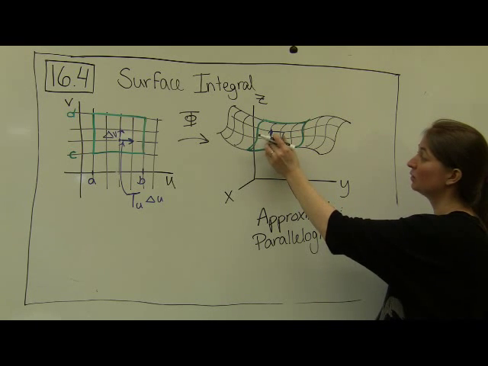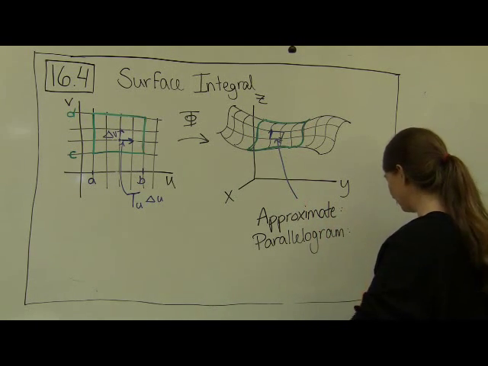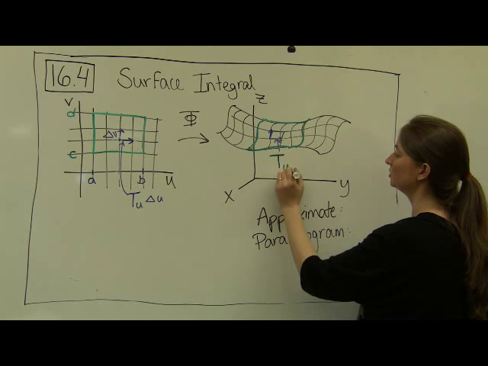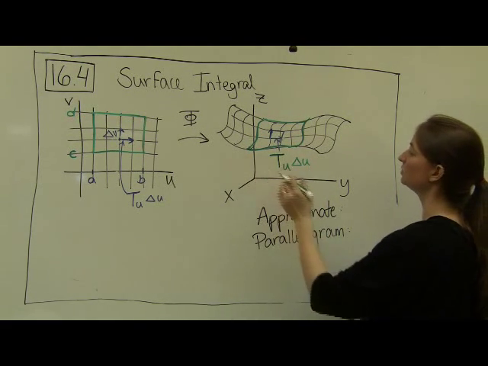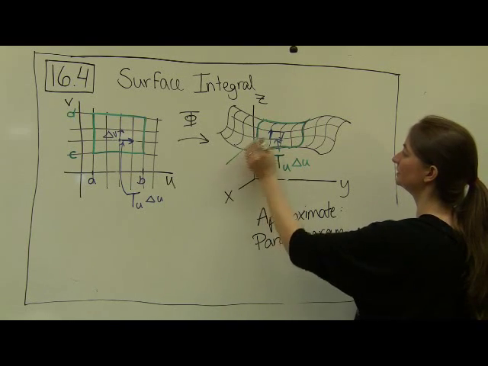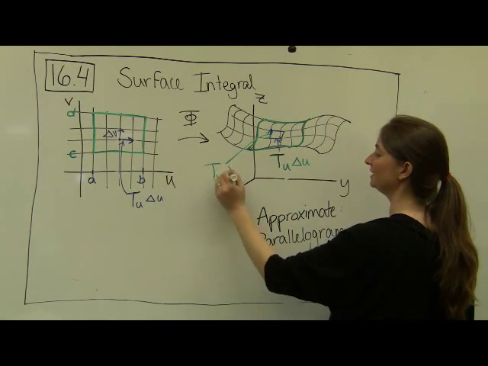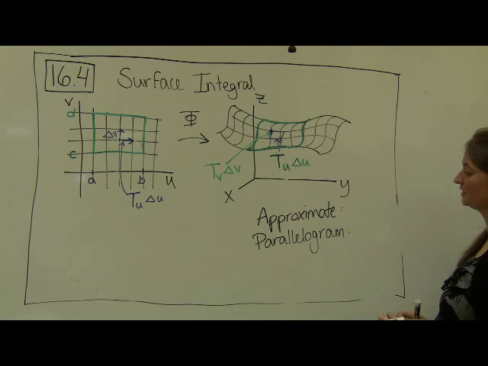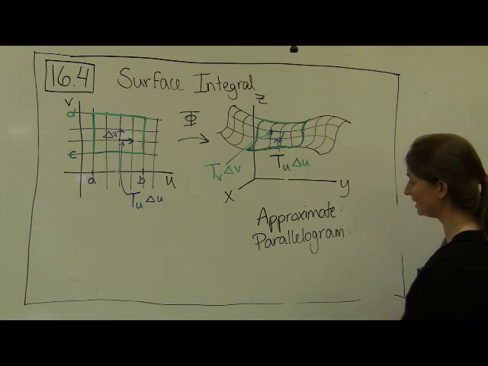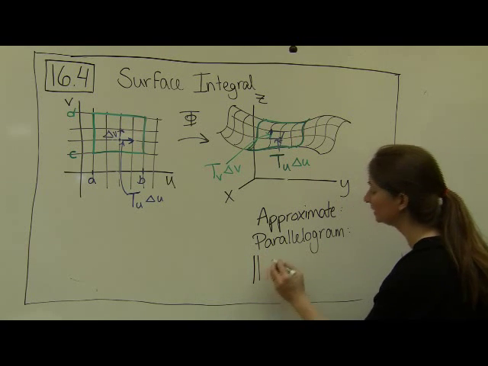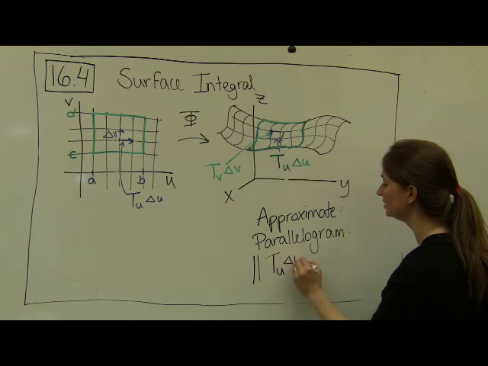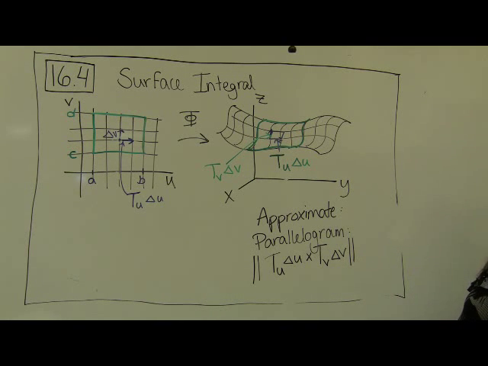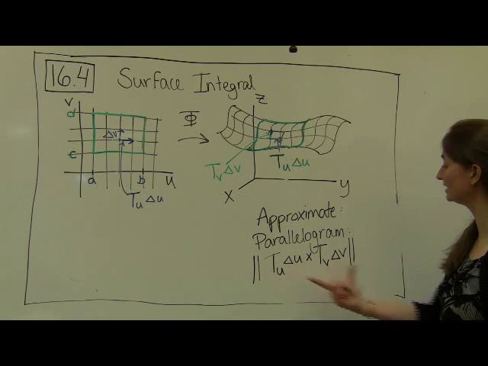It's given by the cross product where the length of this side, maybe I should label my sides again, the length of this side is just T sub U times whatever the length delta U was, and the length of this side over here is going to be given by T sub V delta V, because these are the two tangent vectors, and together, if I want to know what the area of this parallelogram is going to be, it's just going to be the absolute value of T sub U delta U crossed with T sub V delta V. Because that's what the area of parallelograms are. It's the magnitude of a cross product.